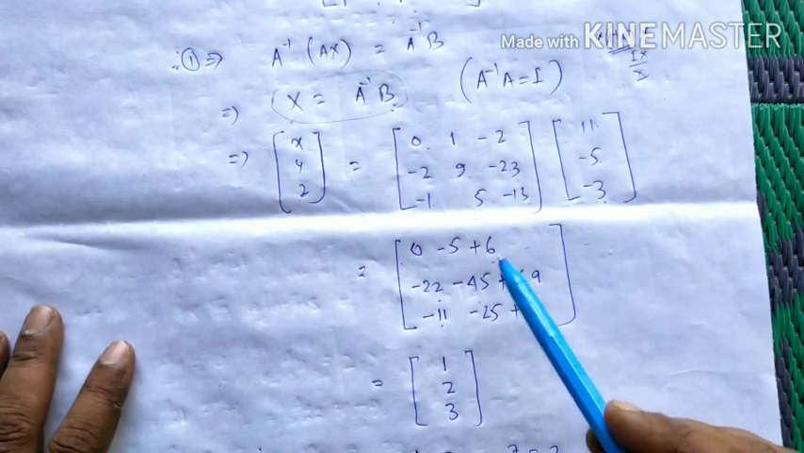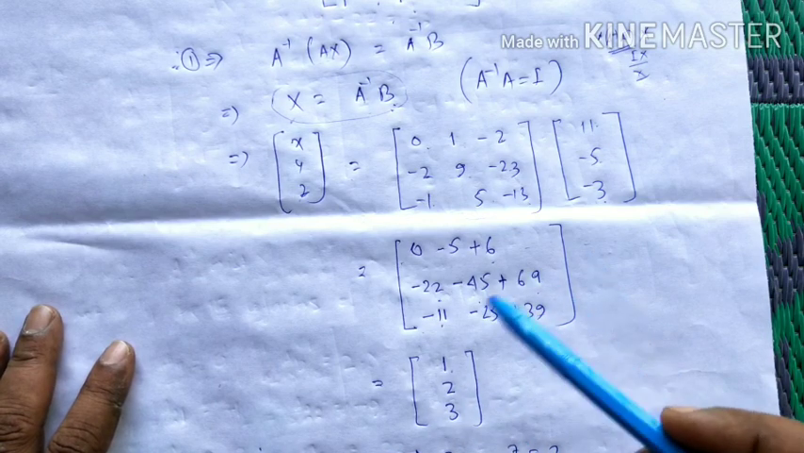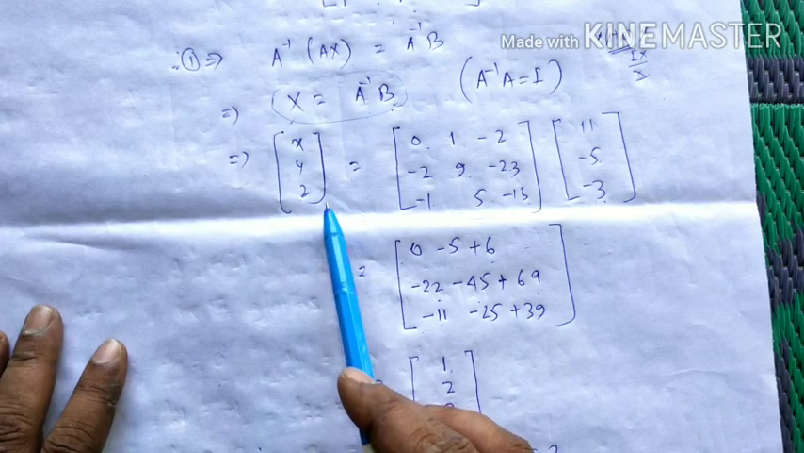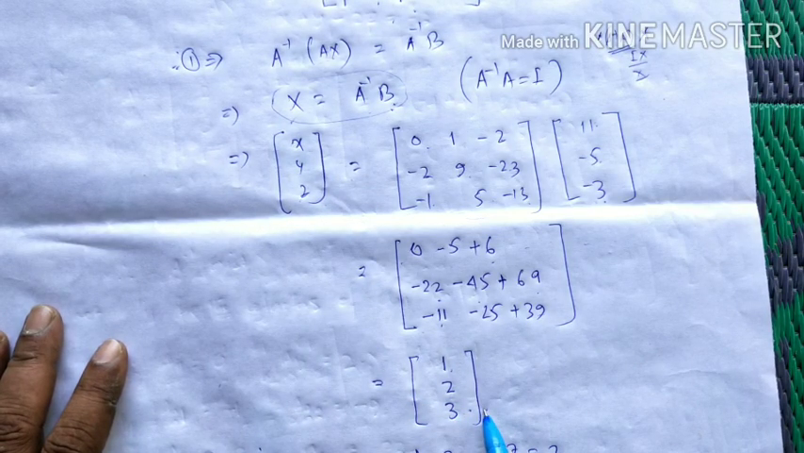After adding, what do we get? It is 1, this is 2, this is 3. I am not going to explain this. And these both matrices are of the same order. This is a 3 by 1 matrix, this is also a 3 by 1 matrix. So comparing the corresponding elements, you will get x is equal to 1, y equal to 2, and z equal to 3. So this is the solution of the system of linear equations.